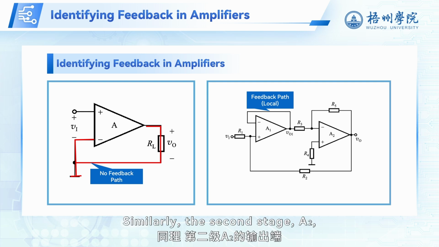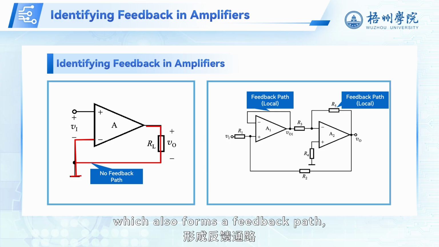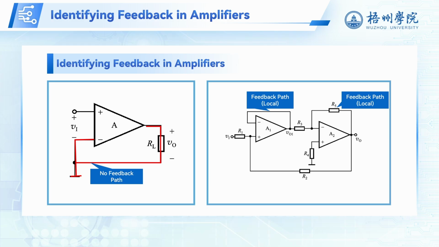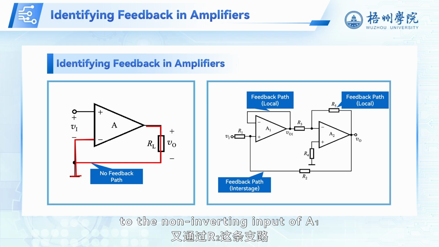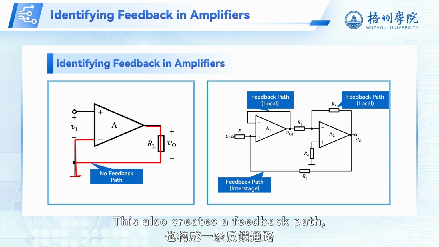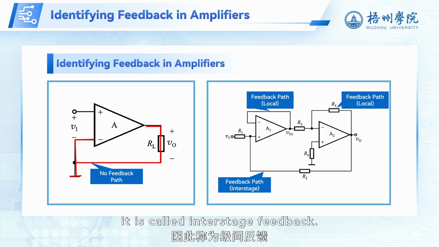Similarly, the second stage, A2, has its output connected to its inverting input through resistor R5, which also forms a feedback path, and likewise qualifies as local feedback. In addition, the output of A2 is connected to the non-inverting input of A1 through resistor R2. This also creates a feedback path, but since it connects two stages, it is called interstage feedback.